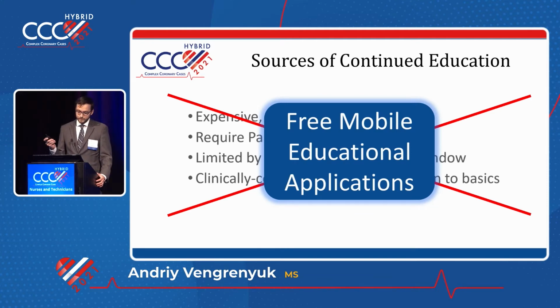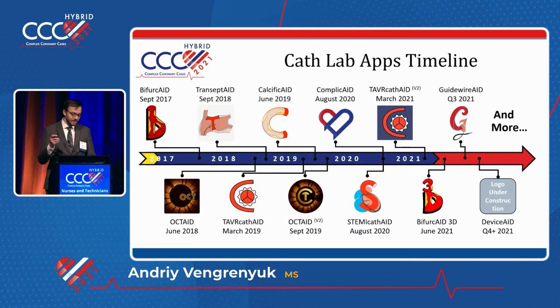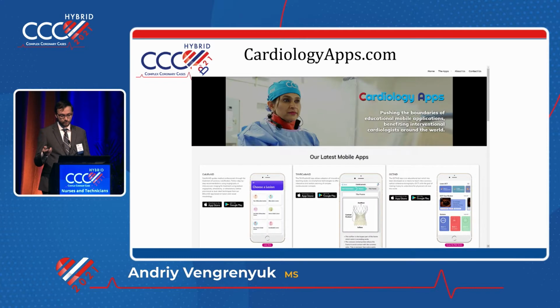interventional cardiologists. So we started in 2017 with Bifurcate, and then slowly released more and more of these applications, about 2 per year, and then also updated applications such as Octave version 2 and Cath Aid with newer features. We really try to pinpoint a specific target in interventional cardiology and try to help explain from the very basics to complex cases and decision algorithms. So all of these applications, if you want to learn more about them, are available on cardiologyapps.com.